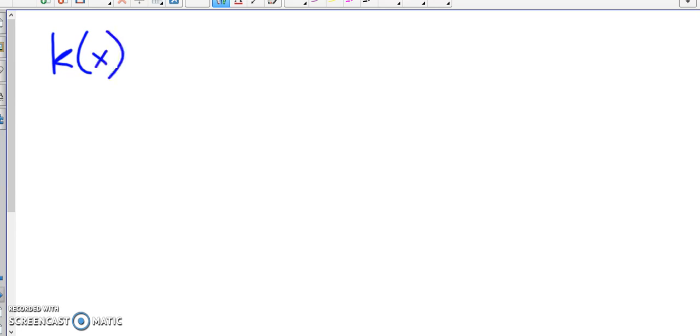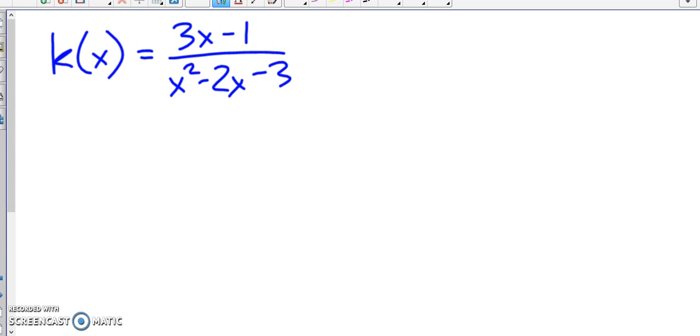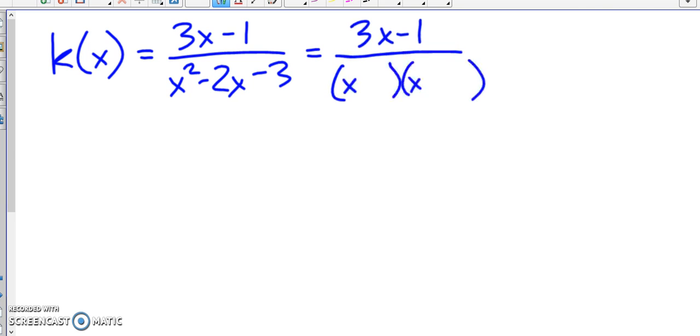Let's do one more. So 3x minus 1 over x squared minus 2x minus 3. Now again, factoring the denominator is going to help us to be able to figure out the domain. This is 3x minus 1, and the denominator factors, so I got x and x. So I ask myself, what multiplies to give me negative 3 but adds to give me negative 2? The answer would be negative 3 and positive 1.